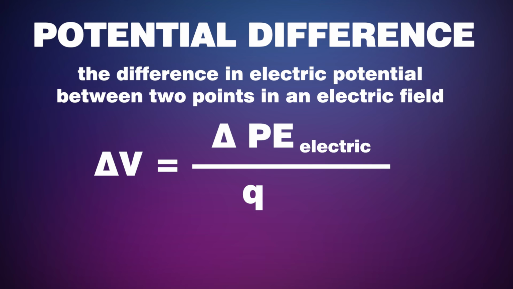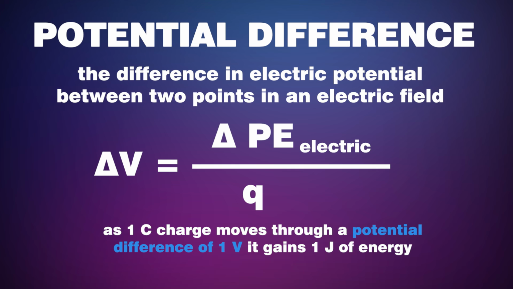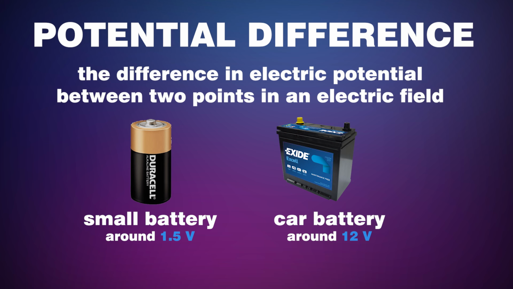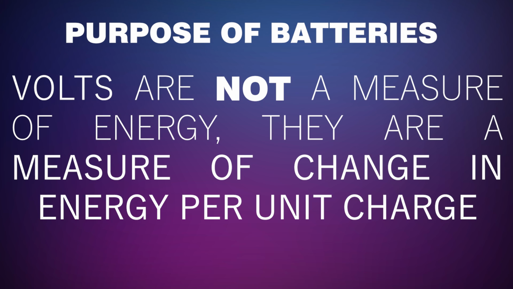The SI unit for potential difference is the volt, V, which is equivalent to 1 joule per coulomb, J/C. This means that as a 1 coulomb charge moves through a potential difference of 1 volt, it gains 1 joule of energy. The potential difference across the two terminals of a common battery that most of you have in your houses is anywhere from about 1.5 volts for small batteries to around 12 volts for car batteries. The purpose of batteries is to move charges, so we can say that volts are not a measure of energy. Hence, they measure change in energy per unit charge.